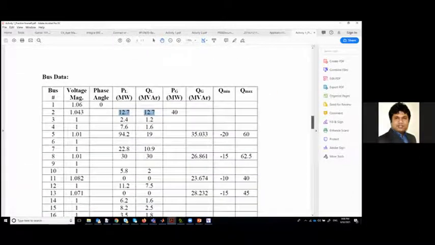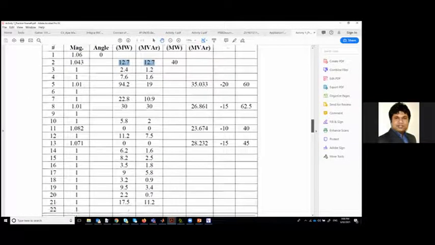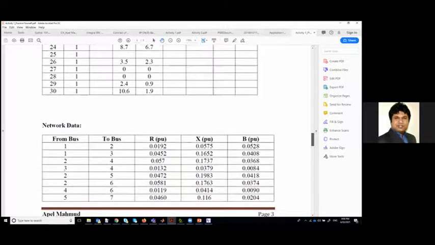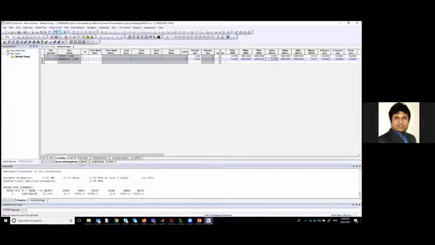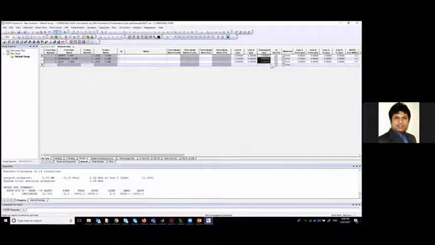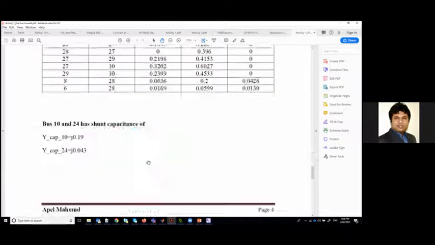But what I'm showing is not at the research level. I'll show you at the advanced level, okay? Within few moments, I'll show you something at advanced level. Network data, that means the bus data is given, here B is also given, that means the charging. That means for this network, when you put the branch information, you need to put B as well. And also, if you look, this bus 24, 10 and 24, it has got shunt capacitance, okay?